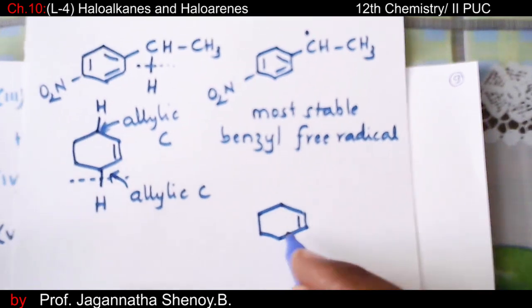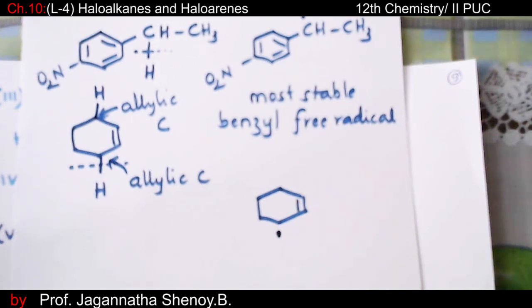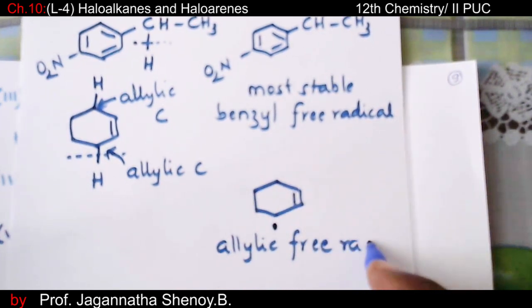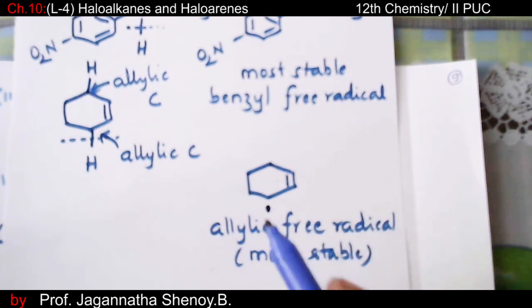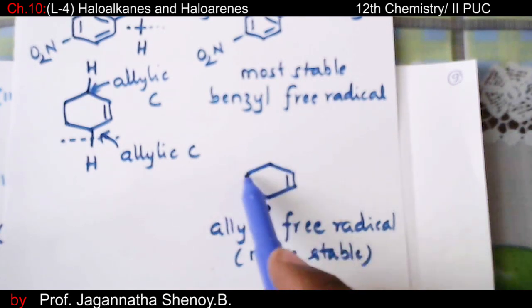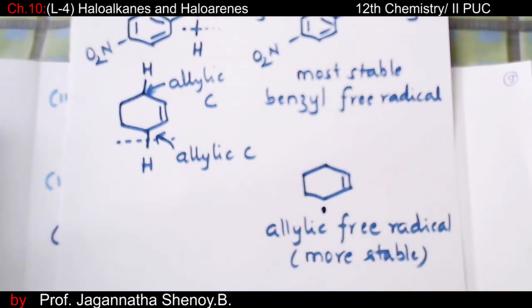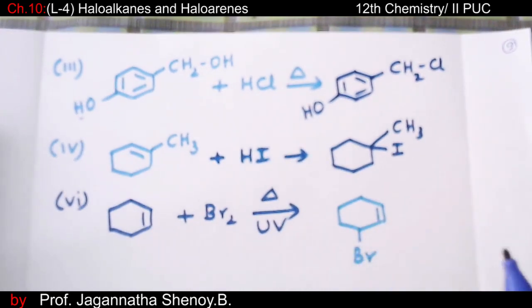So I can represent it this way. Now, next, what should happen? This is an allylic free radical, and the allylic free radical is more stable. That's why the bromine free radical goes and attaches to this carbon. So what should be the product? In the product, you should have the cyclohexene structure, and in the allylic position, a bromine atom must get attached. That's what I have shown here. The bromine atom is attached over here. This is the product.